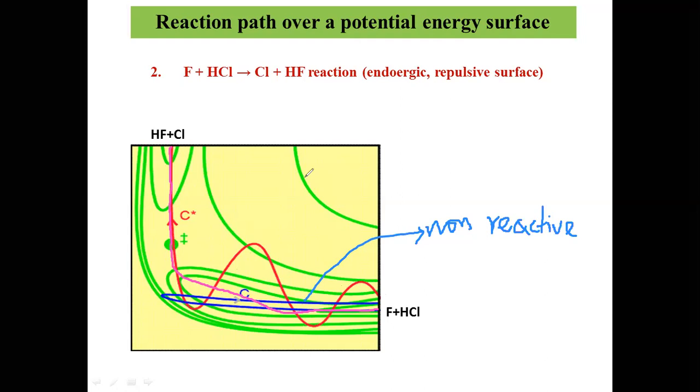Right? So in case of endoergic reaction, vibration helps the reaction to go over the saddle point, as this saddle point is in the exit. However, the translation, which is the blue curve, does not help. So if you throw the ball like this, it hits the repulsive wall and comes back. Right. So that is how the dynamics goes over different surfaces.